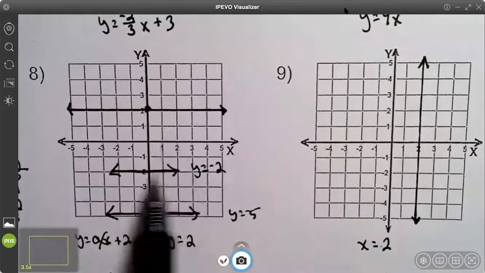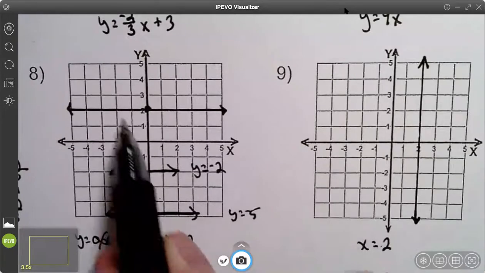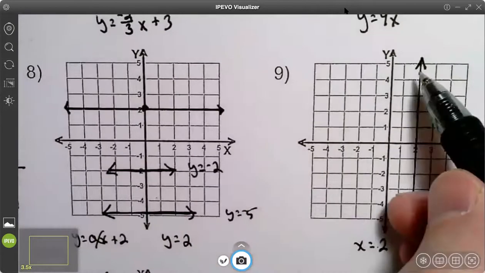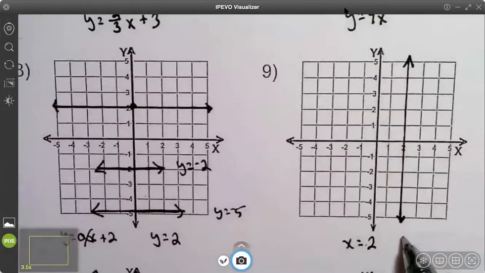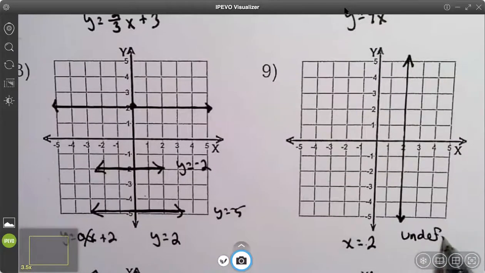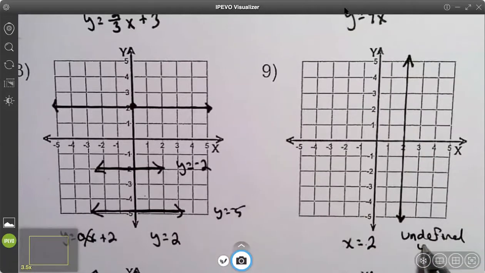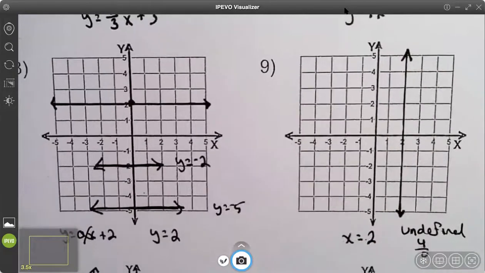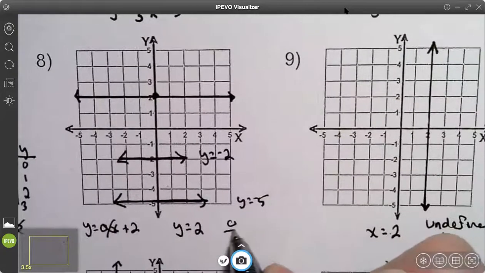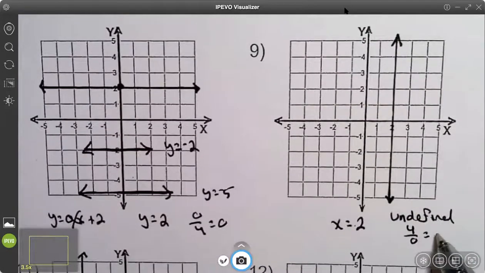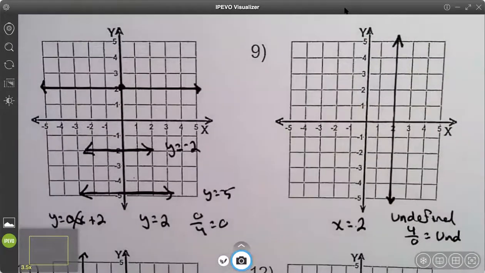Horizontal lines have 0 slope. Whatever the y-intercept is, your equation is y equals that number. Vertical lines have an undefined slope because you rise whatever, you run 0, and you can't divide by 0; your calculator would give you an error. Unlike over here, 0 divided by 4 equals 0. 4 divided by 0 is undefined, can't do it.